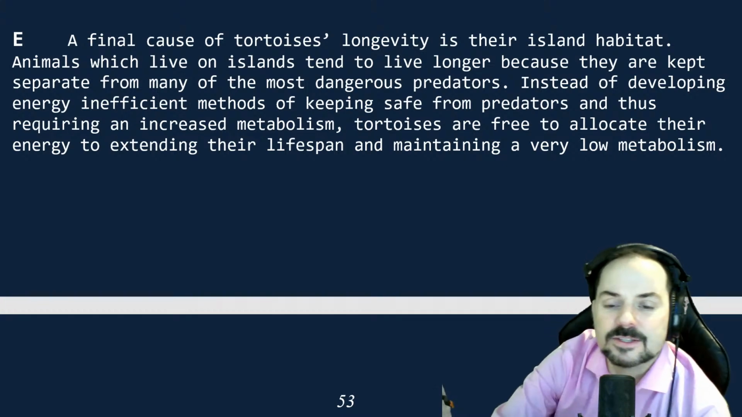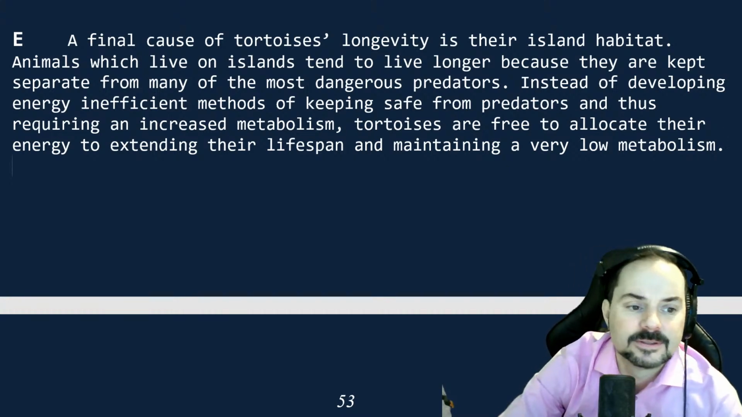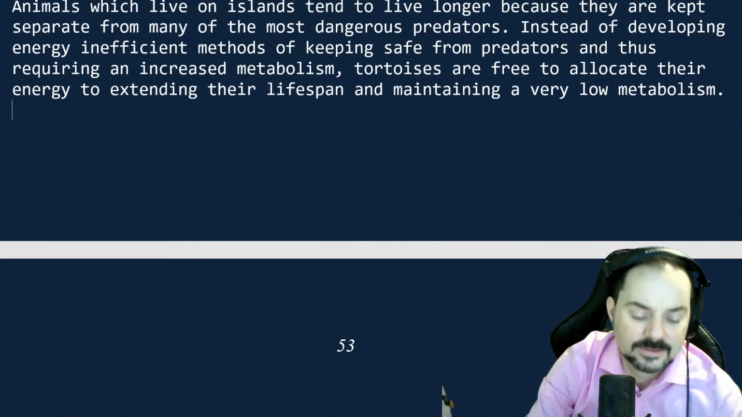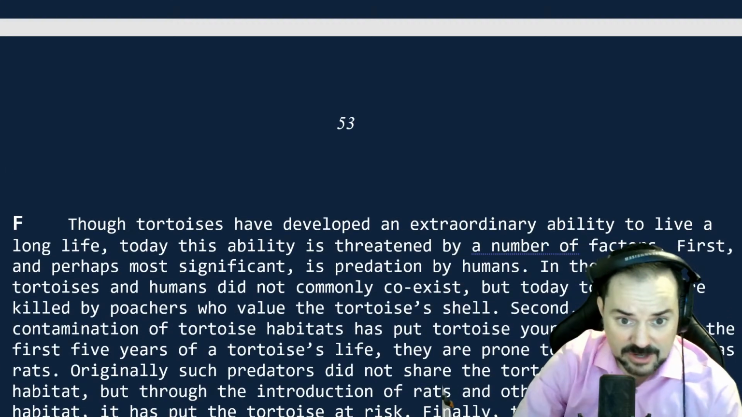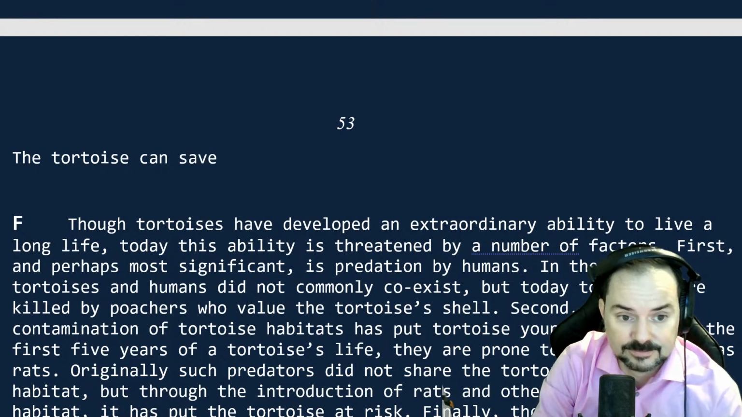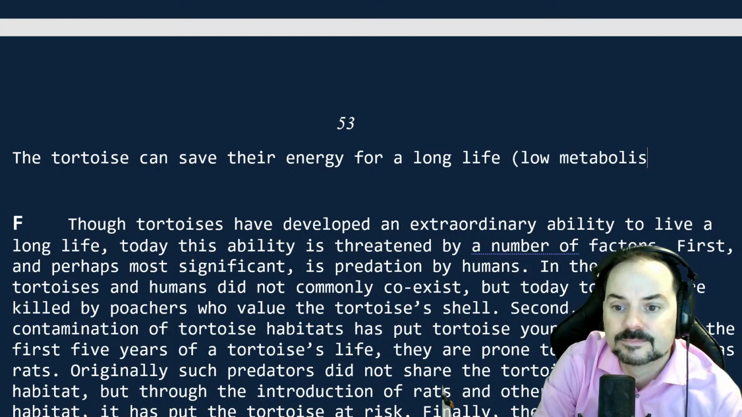Awesome. Short but sweet. What is this about? This is about tortoises that save their energy for their lifespan. Why are they able to save their energy for their lifespan? Because they are maintaining a low metabolism. And why are they able to do that? Because they use the energy efficiently. And why are they able to do that?